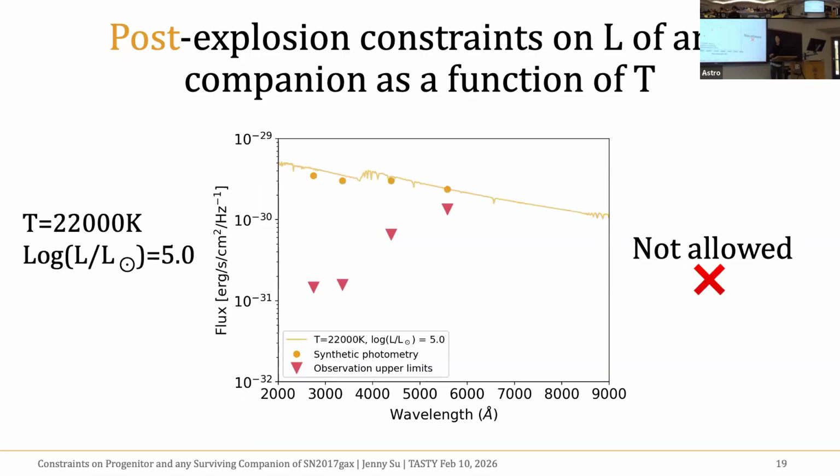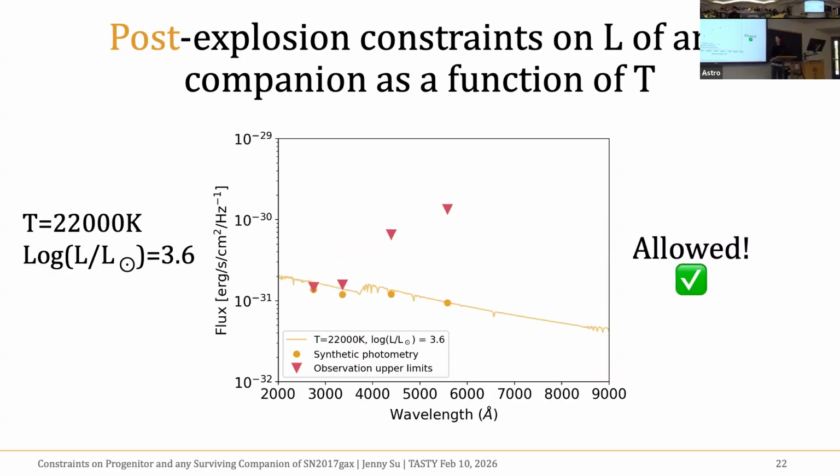To do that, we could draw an SED on top of the upper limits. In this example, I use a 22,000 Kelvin spectrum model at this luminosity. Since the SED is above my upper limits, this spectrum is not allowed. So we need to rescale this SED down to lower luminosity. Here it's still not allowed, and now we have an allowed spectrum. This means that at 22,000 Kelvin, any star above a luminosity of log L over L sun of 3.6 would not be allowed, because anything brighter than that, we would have detected it in our HSD images.